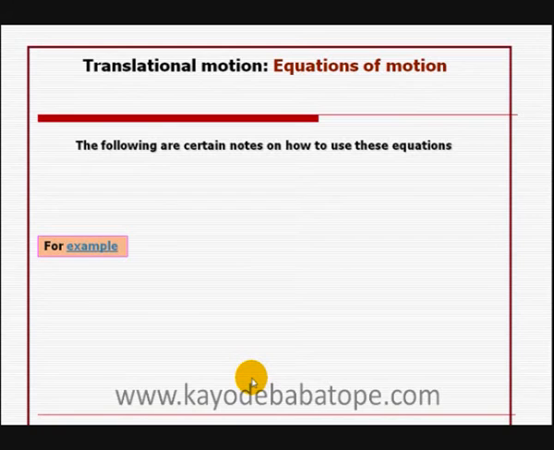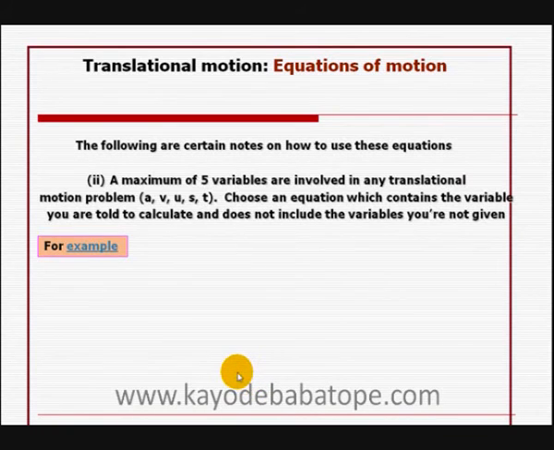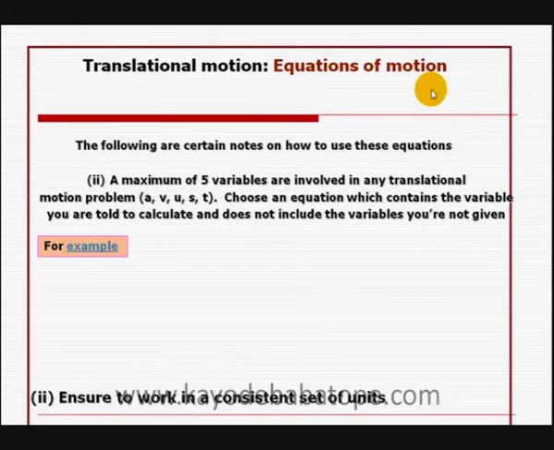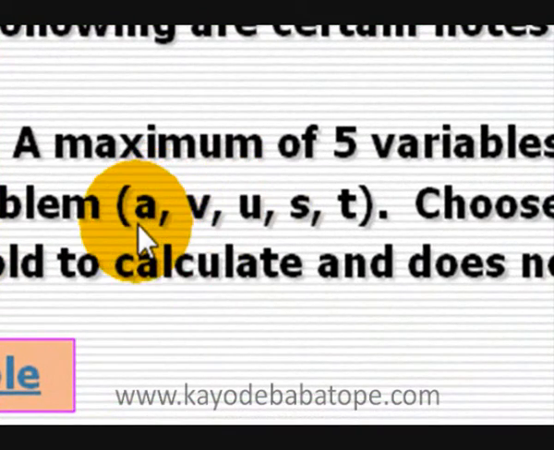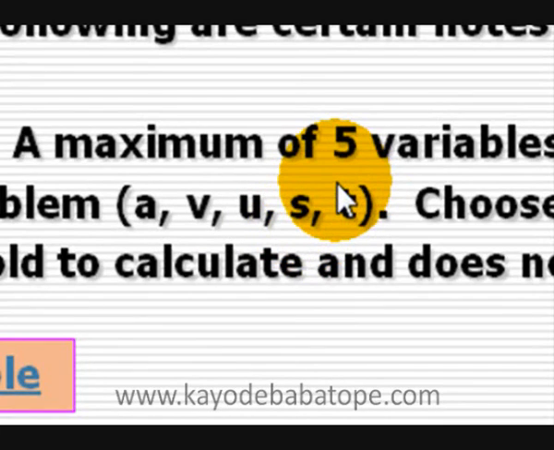The following are certain notes on how to use the equations of motion. Now, the first point is this: a maximum of 5 variables are involved in any translational motion problem: acceleration, final velocity, initial velocity, displacement, and time. You know, there are actually 4 parameters, but why we now have 5 variables is that in terms of velocity, we can have an initial velocity which is different from the final velocity because of acceleration. So both v and u are velocities, but v is the final velocity while u is the initial velocity.